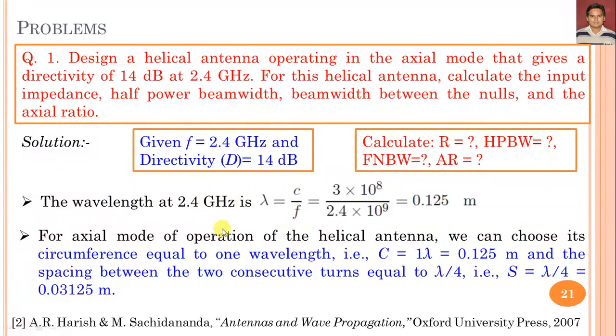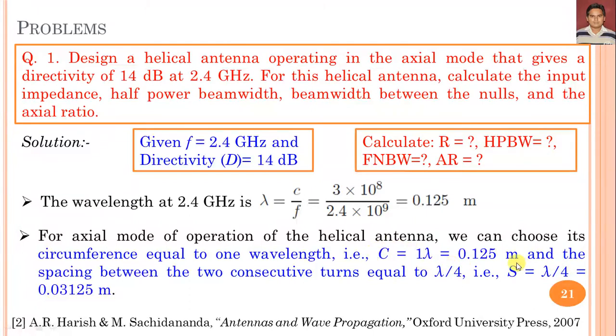Then for an axial mode of helical antenna, as we have defined the criteria, the helical antenna is operated in an axial mode. In that case, the circumference C is equal to one wavelength, which is equal to 0.125 meter, and the spacing between two consecutive turns S is equal to lambda by 4, as we have discussed in the previous slides of this lecture.